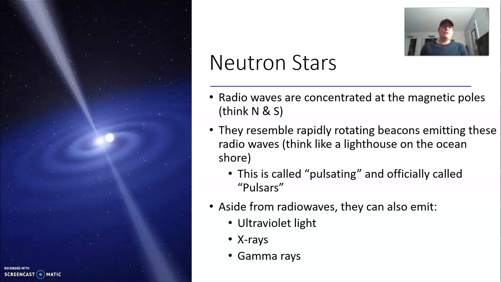Pulsating means that you only see it every once in a while. You see light every once in a while. It's because this thing is spinning around in circles, so the light is not always pointing at you. Aside from radio waves, they can also emit ultraviolet light, X-rays, and gamma rays, all of which are going to be on our electromagnetic spectrum, which will be in the next video.